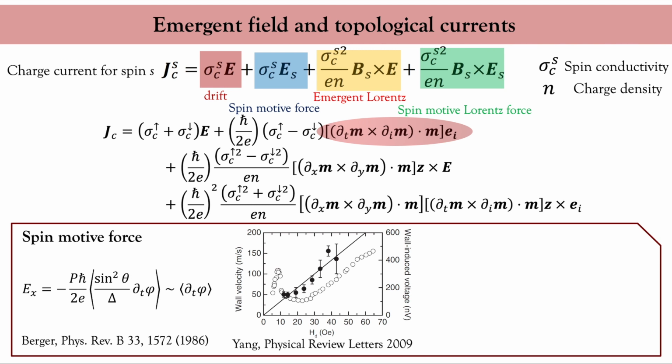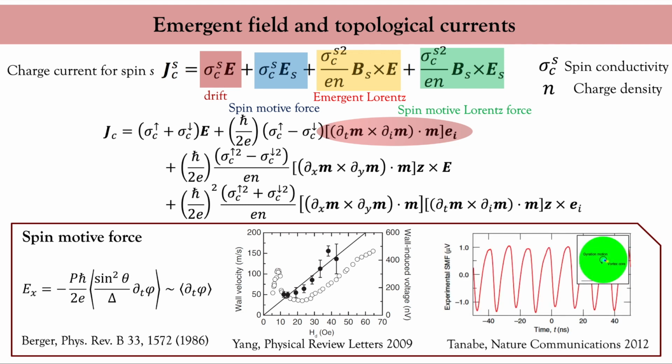In this figure, the open symbols represent the field-driven domain wall velocity, and the black symbols represent the voltage measured along the magnetic wire. It's clear that you only get a voltage above the Walker breakdown. The spin motive force has also been measured by Teruo Ono's group using an oscillating magnetic vortex. You can see the beautiful oscillation of the current that corresponds to the vortex core passing through the detector periodically.